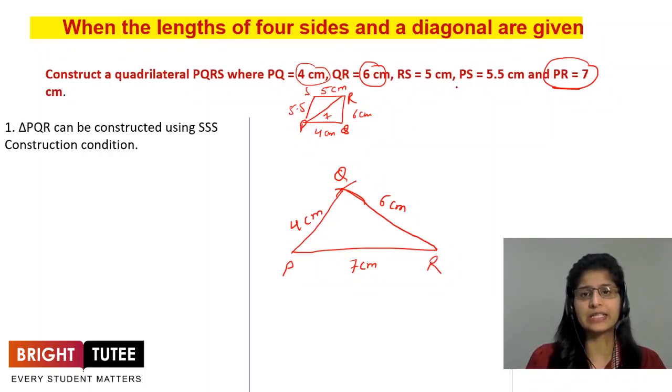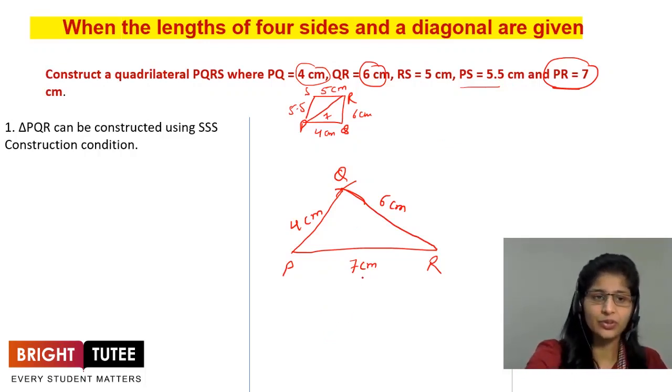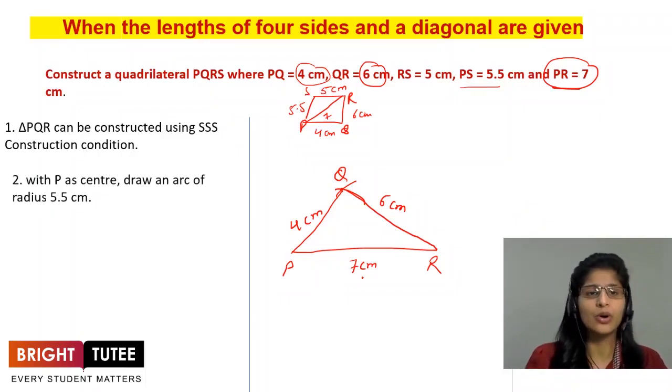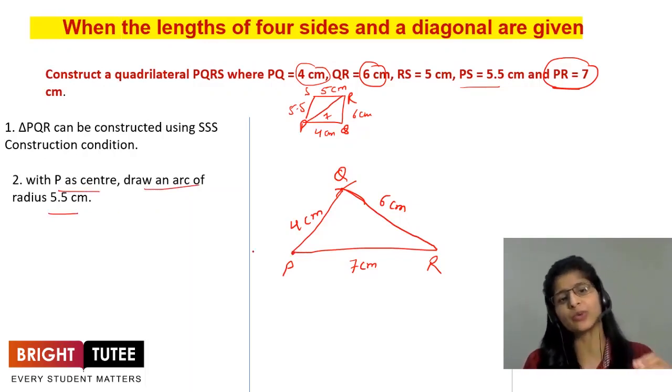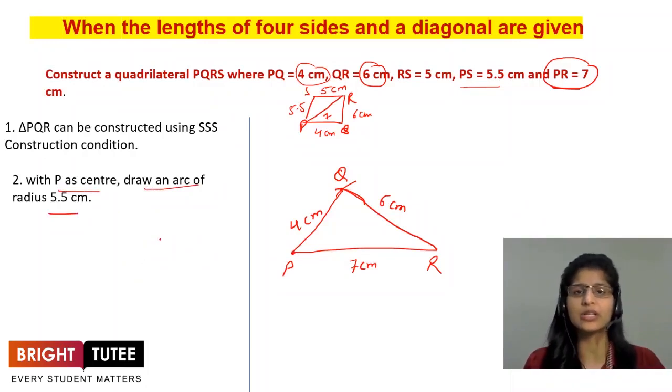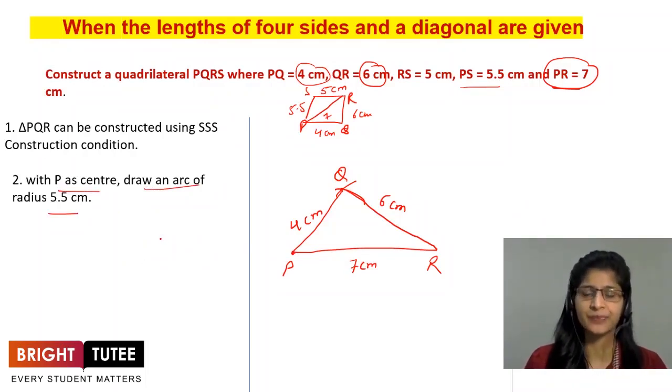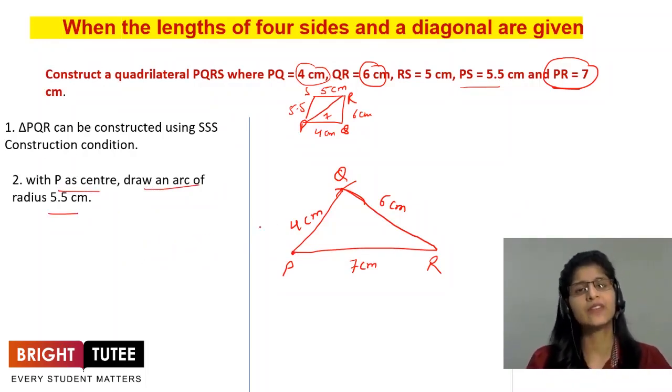So do we see PS? Yes, 5.5 it is. So from point P, we will open the compass to 5.5 centimeter and make an arc. So how to write the step now? With P as a center, draw an arc of 5.5 centimeter. This is what we are doing. So whatever you are doing from point P, you just have to write that in simple words and those are known as your steps of construction. Clear? The statement must be correct when you write these.